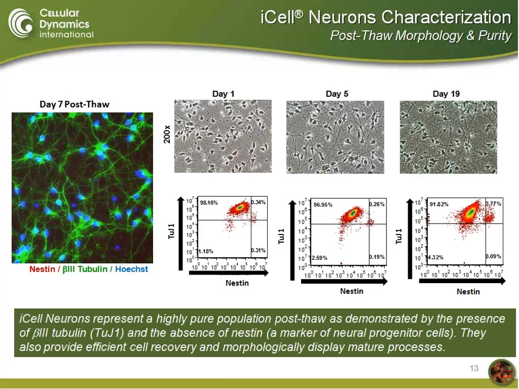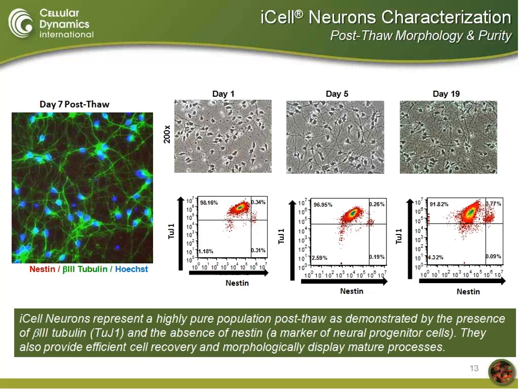In this next slide, we really focus on the purity of our cells over time, as well as the development of the neuronal network. So we see in our day 7 post-thaw ICC staining to the right, this is our metric for determining purity. We see nestin negative and beta-3-tubulin positive, and you can see even at 7 days post-thaw, these cells display no nestin staining.